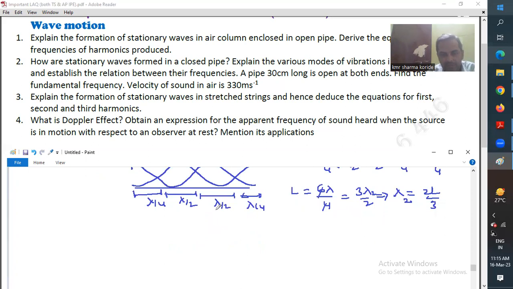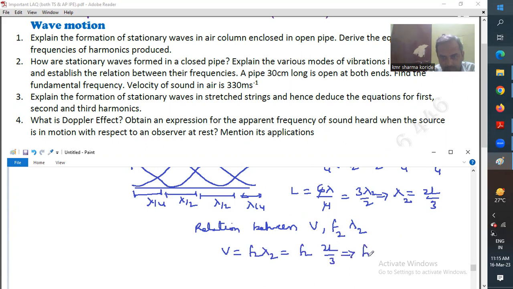Now once again the relation between speed of sound, frequency, and wavelength. You call this the third harmonic or second overtone, and lambda 2 is given by V is equal to F2 lambda 2. So F2 into lambda 2, which is 2L by 3. So F2 is equal to 3V by 2L. This V by 2L part is F, the fundamental.